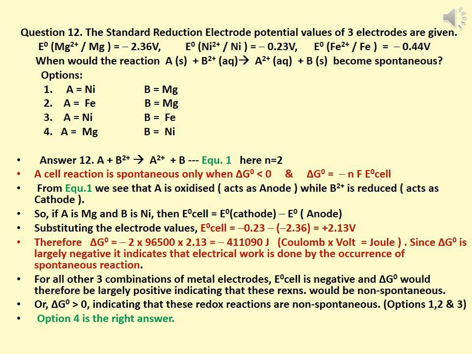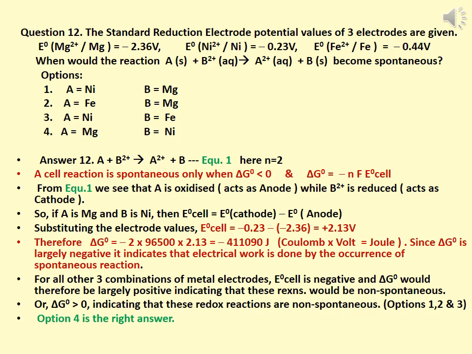Then substituting the value, E naught cell is equal to E naught cathode minus E naught anode. So what is our cathode? The cathode is nickel ions, bar nickel, so minus 0.23. E naught cathode minus E naught anode. E naught anode is minus 2.36 volt. So minus and minus becomes plus 2.36 volt minus 0.23 volt. We get E naught cell is positive, plus 2.13 volt.